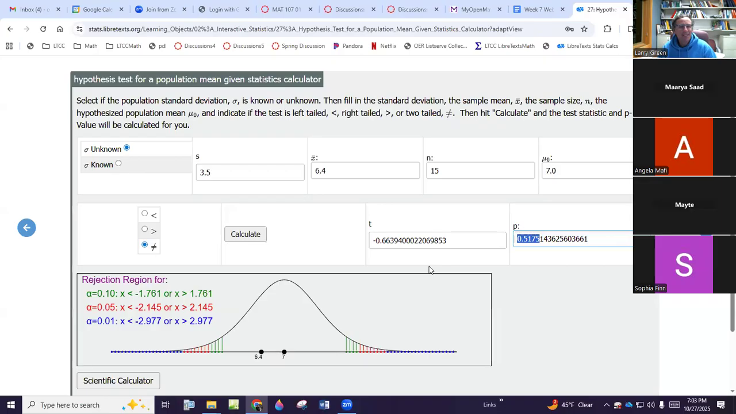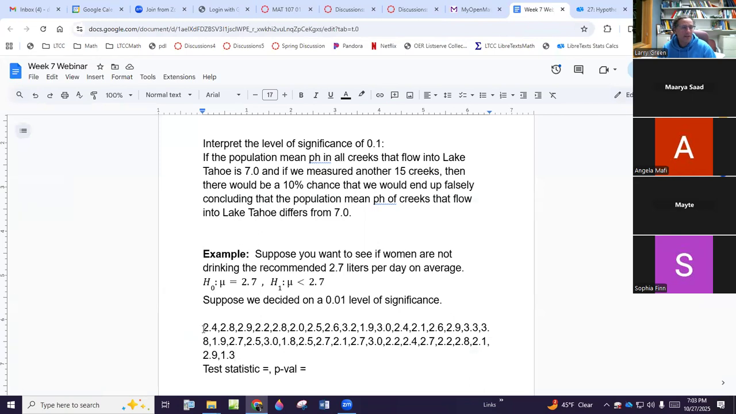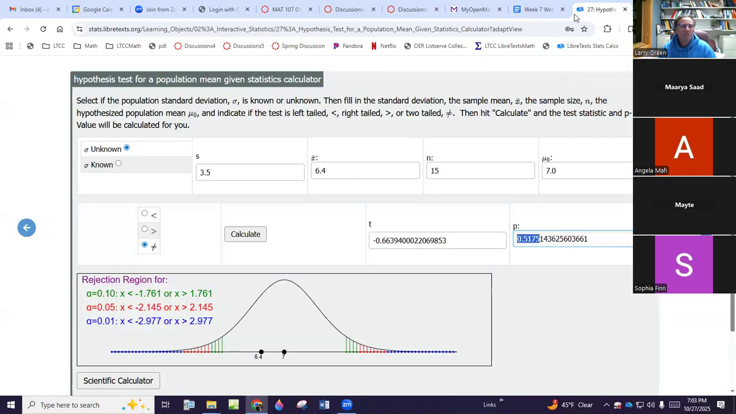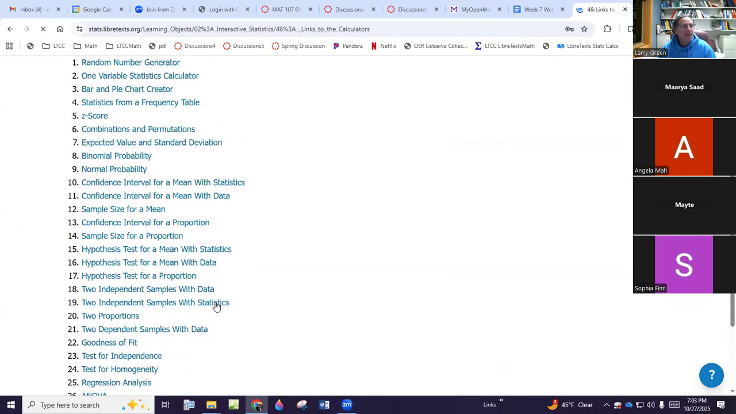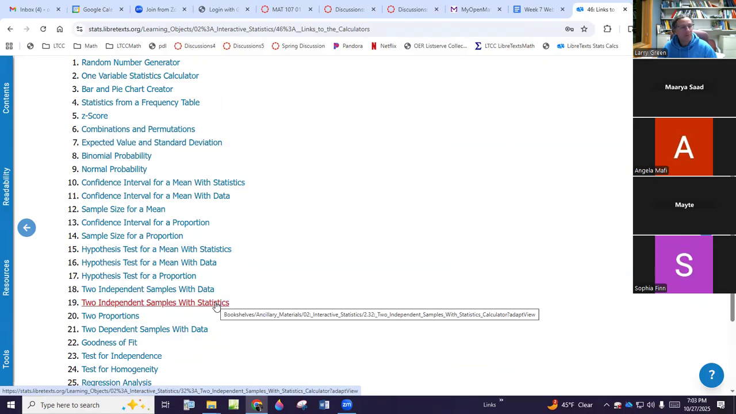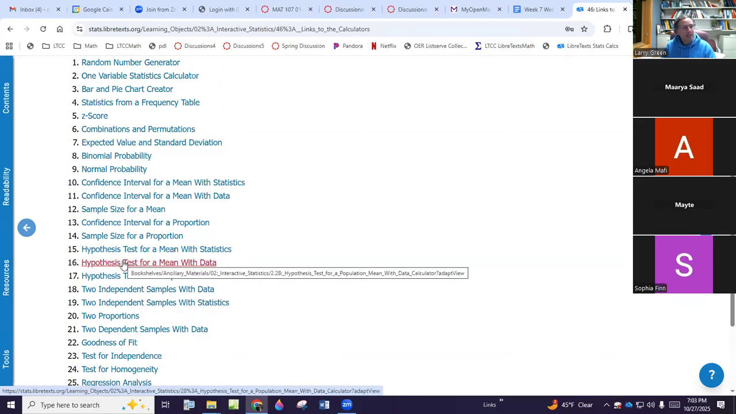See y'all jumping in? Yeah, the answer is no, because this is with statistics, and we don't have statistics right away. We have data. Do you see that? We have the data. So instead, I'm going to go back to the calculator menu. And what calculator should I use? Yeah, this is 16. Hypothesis test for a mean, because we're talking about mu, and we have data.